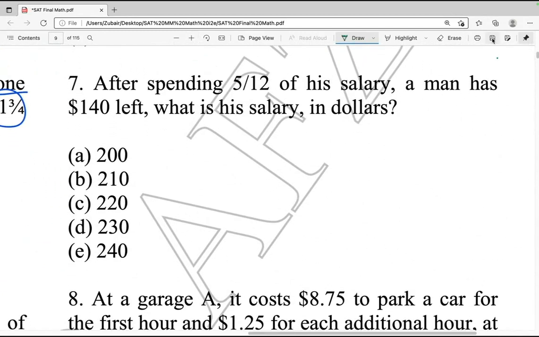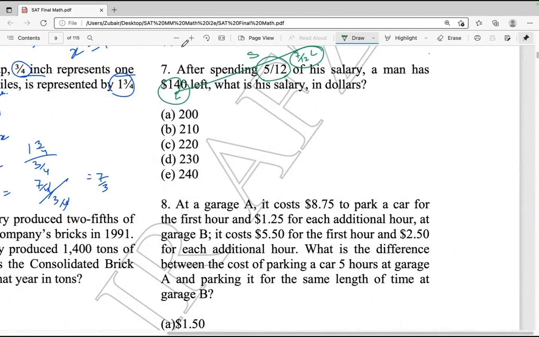Now, again, there was a mistake. Students used 5 by 12 instead of 7 by 12 because they didn't read it carefully. After spending, this was spent and this was left. So, left with left, you get the correct answer.